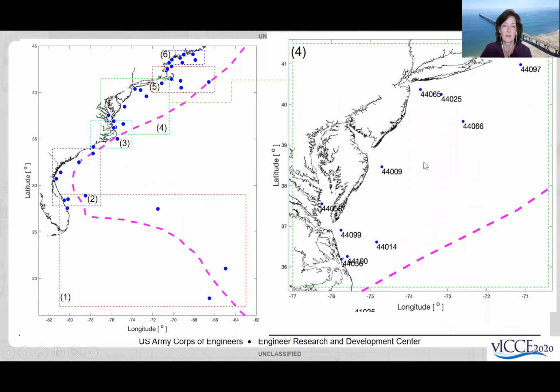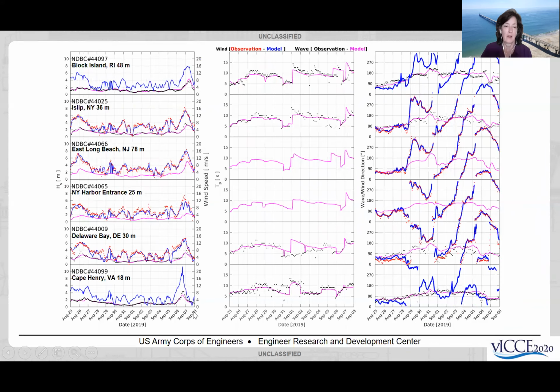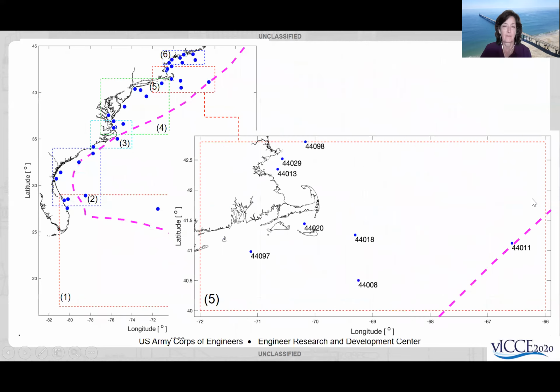Continuing along the coast, going north, from Cape Henry up to Block Island in Rhode Island. Okay, we can see, again, good agreement in winds and waves pretty consistently. Same with periods and directions.